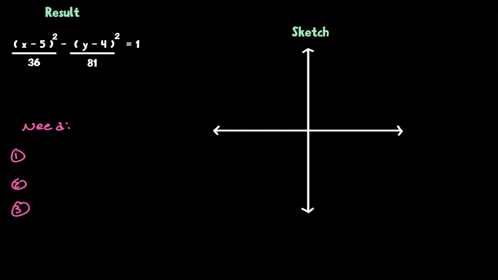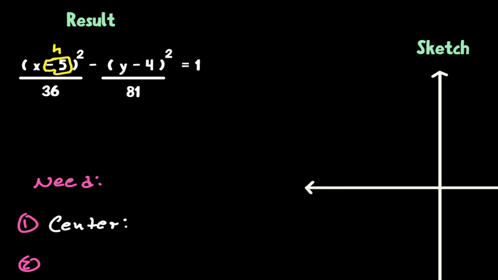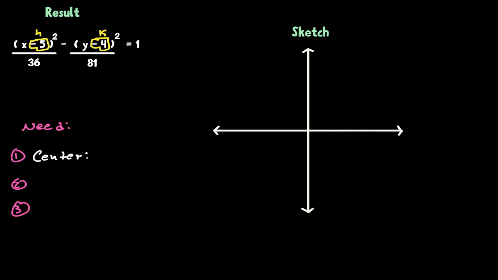We need to know the location of the center, which we have here: h, k. So in this case, we are going to have a center at (5, 4).